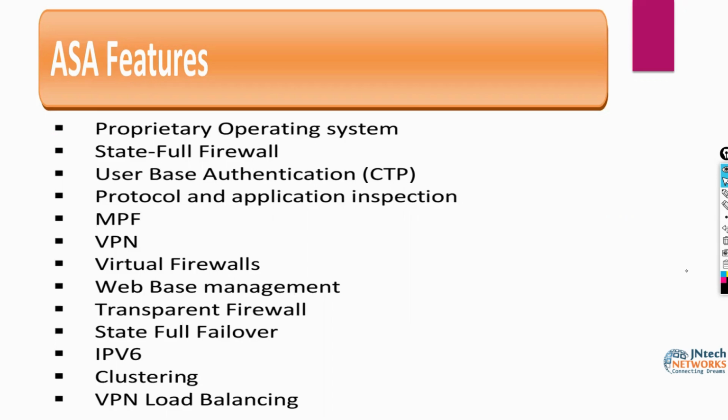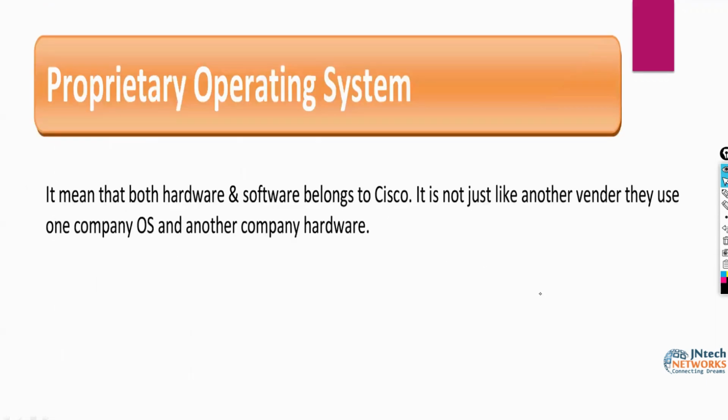So now let's talk about ASA features, because every vendor has its own features, like Palo Alto, Fortinet, Checkpoint, or Cisco FTD. Right now we are talking about Cisco ASA. Let's talk about some features. These are the features available in the Cisco ASA firewall. First is the operating system. Let's talk about each feature option. So what is the operating system?